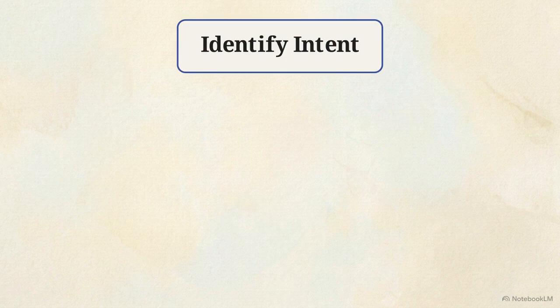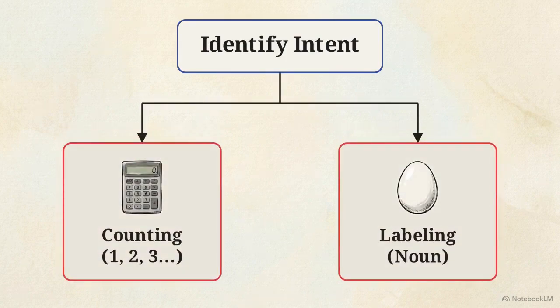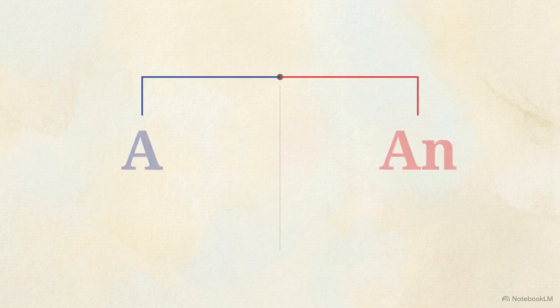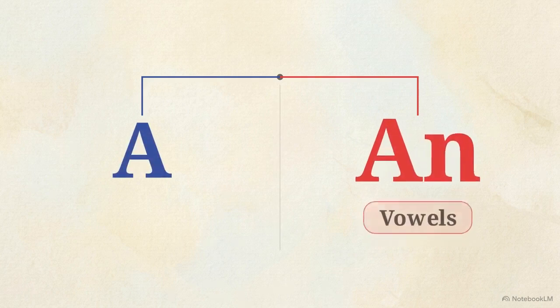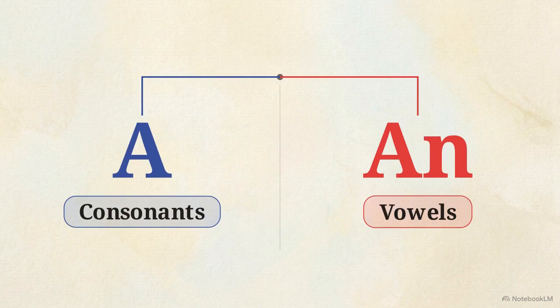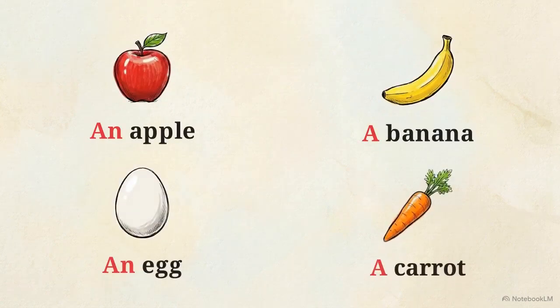The first step in choosing the right word is identifying your intent. Ask yourself if you are mathematically counting the object or just labeling it as a noun. Once you decide against using one, you have to choose between a and an. The standard starting point is that an precedes vowels, while a precedes consonants. An apple, a banana. An egg, a carrot.